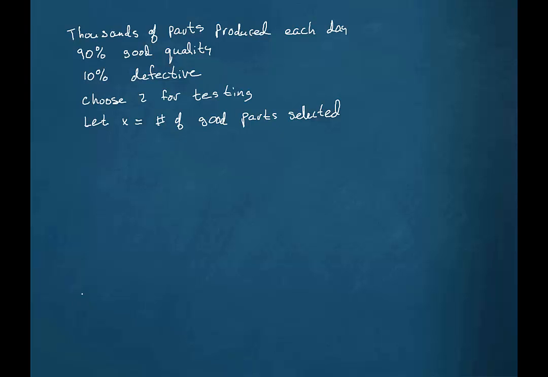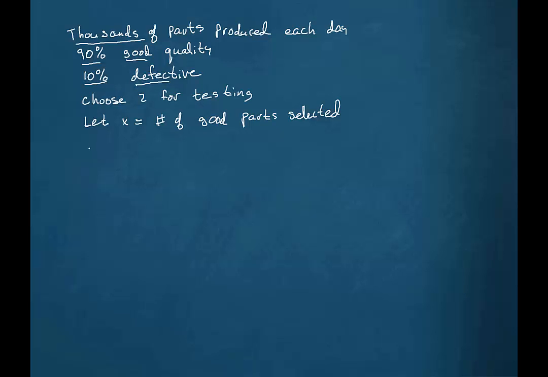Let's imagine that we are in a manufacturing situation where we are producing thousands of parts each day. And it is known that 90% of these parts are of good quality and 10% are of a quality that would classify them as defective. We are going to randomly choose 2 for testing. And we're going to let X equal the number of good parts selected.